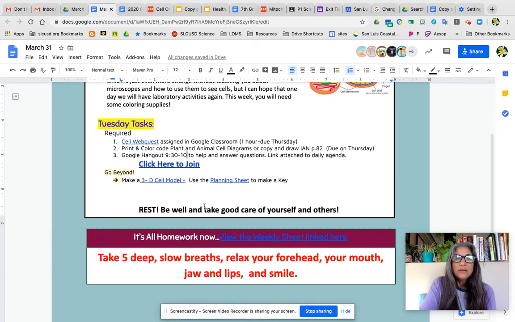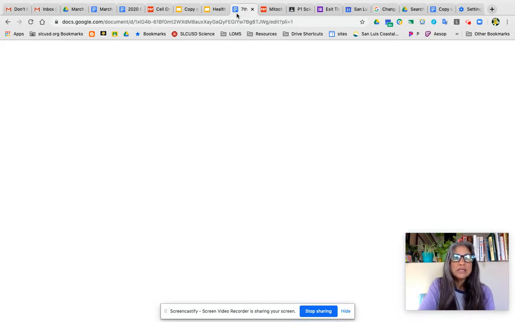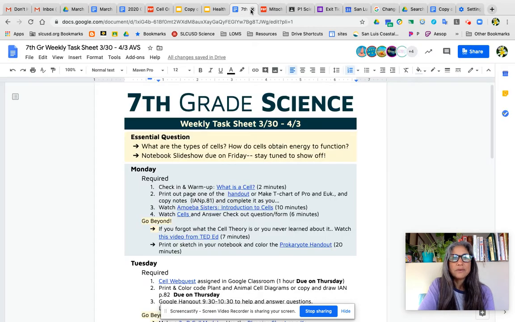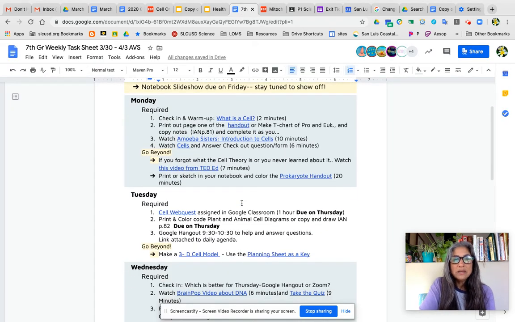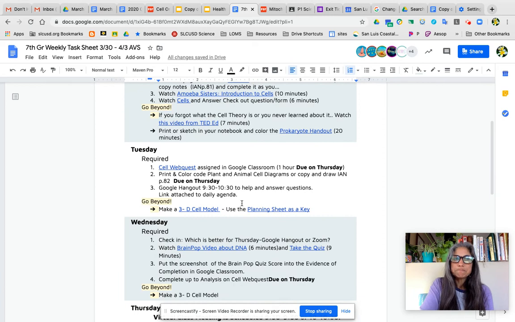Again, if you are looking at the weekly sheet, keep in mind it's a living document. I'm going to add or delete things as you guys need to see what's going on. So I did make some changes to that. I don't know where, there it is. I deleted a bunch after our discussion this morning.